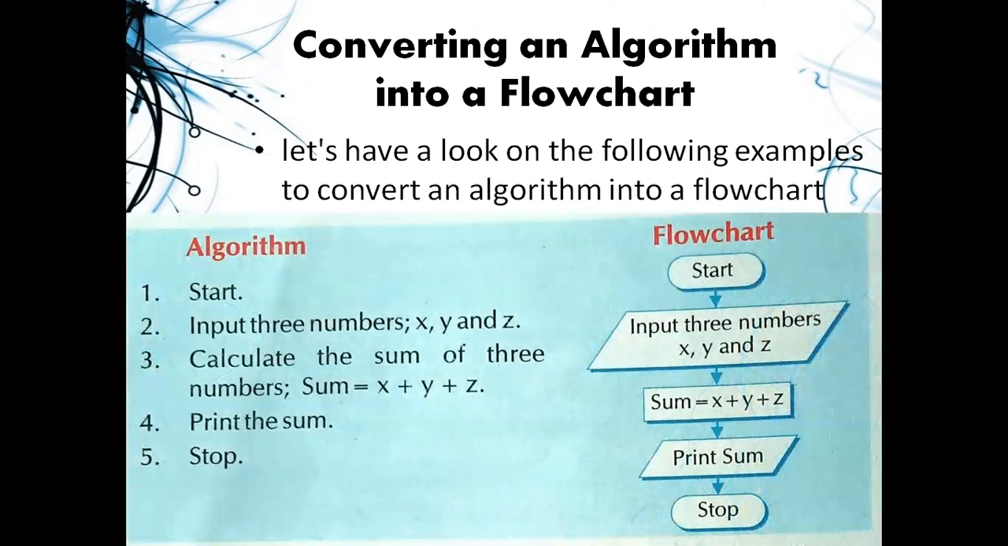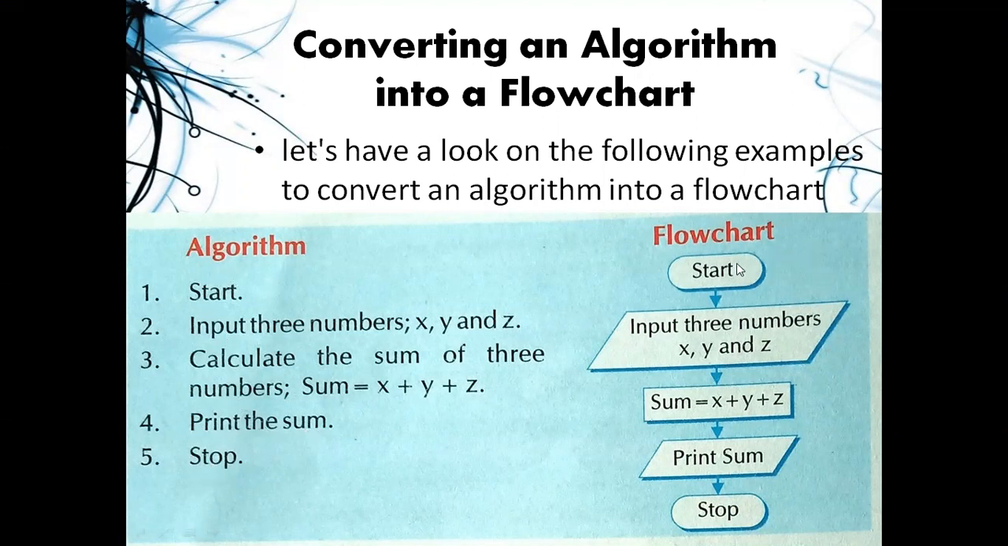In the textbook, one algorithm is given, on how we can find the sum of three numbers. First, the algorithm shows start, then input three numbers x, y, and z. Then third, it will do the process: calculate the sum of three numbers x, y, z. Then the fourth step of the algorithm is print the sum. This is the output. And the last step is stop. You can see here start and stop. These steps in an algorithm are compulsory. Then in between you have to write the other steps.